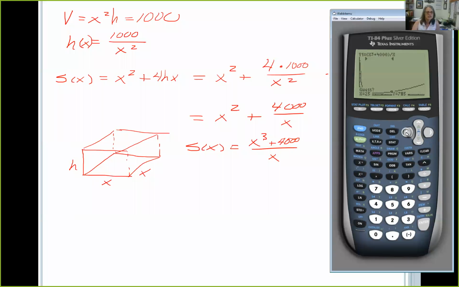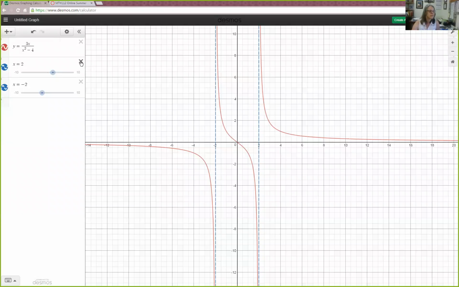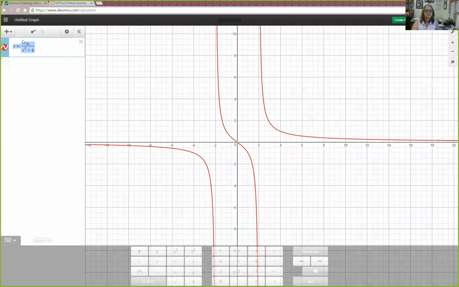And we'll guess somewhere in here. Calculator will search. Calculator's being silly. All right. We're going to ignore my calculator because it's obviously malfunctioning. Let's go to Desmos and graph it here.